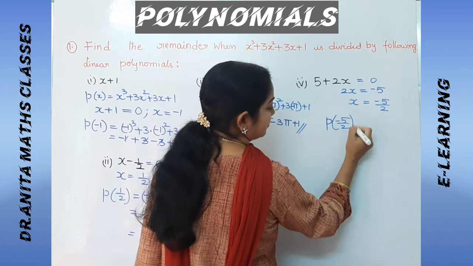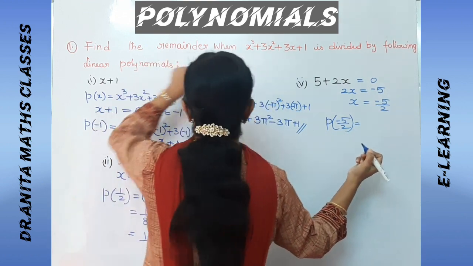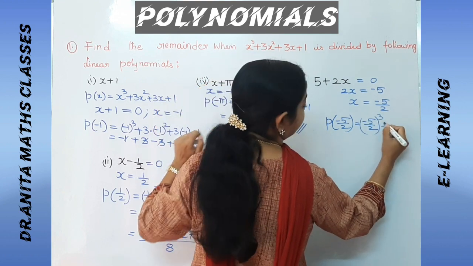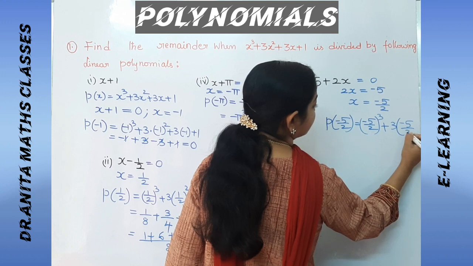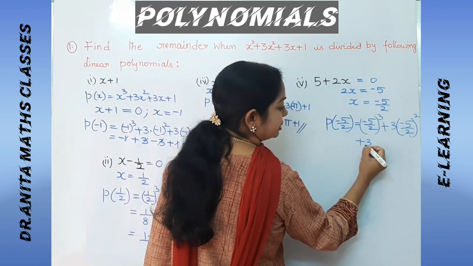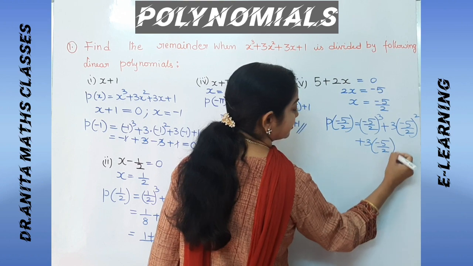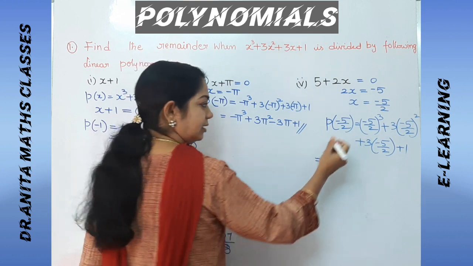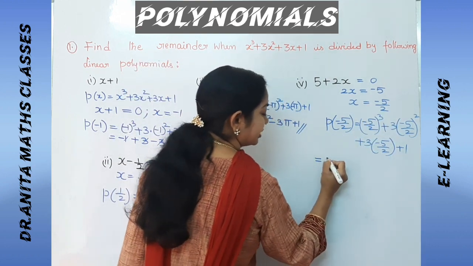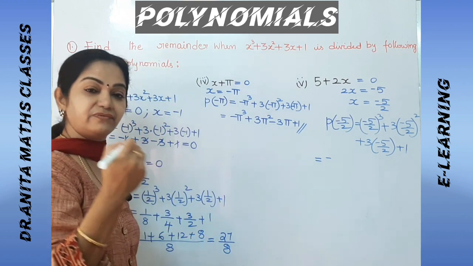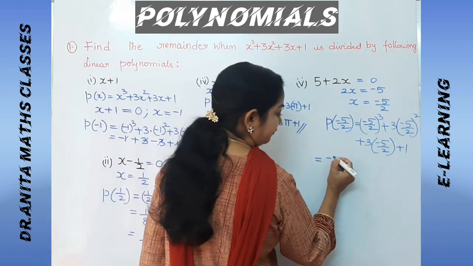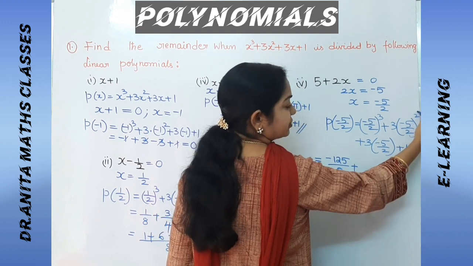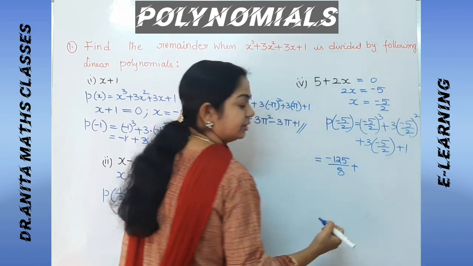Minus 5 by 2. So here p of x is this: minus 5 by 2 whole cube, plus 3 into minus 5 by 2 whole square, plus 3 into minus 5 by 2, and plus 1. So here, now we can do it: minus 5 whole cube, that is minus 125 by 8, plus here 5 square 25, 25 into 3.